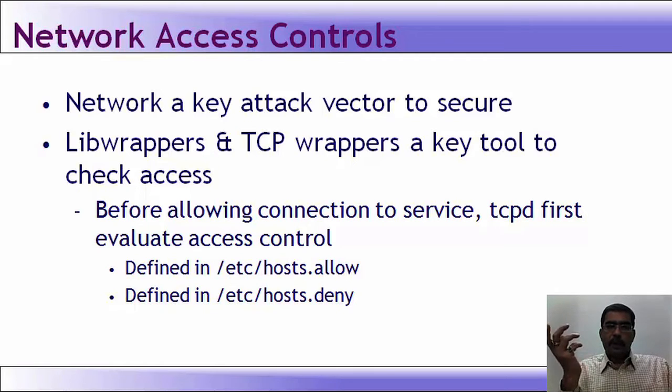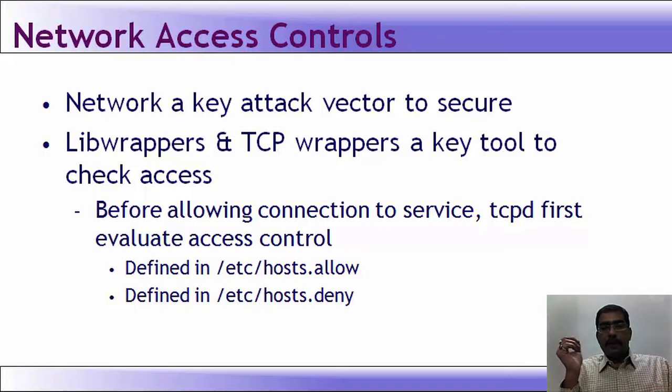Then comes your network access control. Network is a key attack vector to secure. In a Linux system, it is one of the most important attack vectors in the network. Network access control is the controls that restrict access to the local resources based on the IP address of the network system attempting to access them. They are therefore an important tool in Linux security.